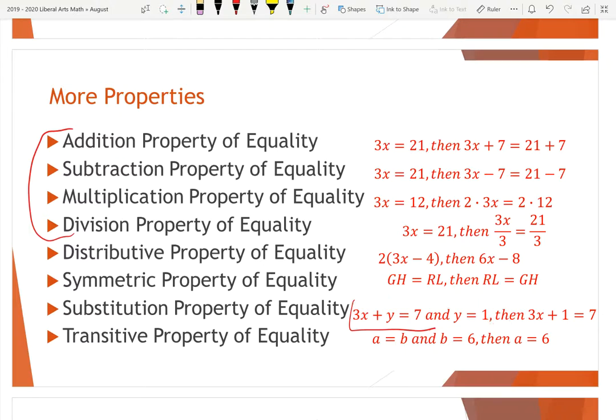And then we have the transitive property of equality. So that means one thing leads to another, leads to another. So if I told you that A was equal to B, and then I told you that B was equal to 6, then that would mean that A would be equal to 6. So you can kind of see how it's adding on the information as we go there. If A is the same thing as B and B is 6, then that must also mean that A is 6. That is your transitive property of equality.